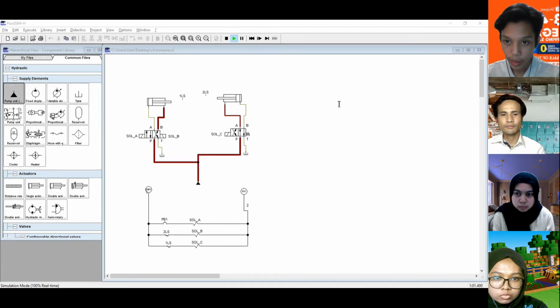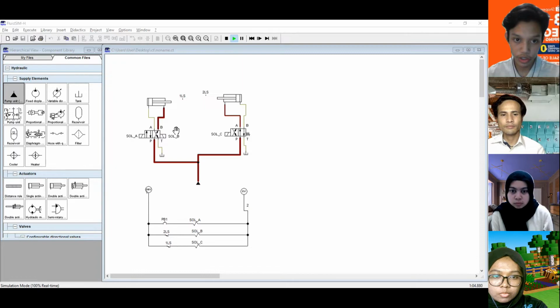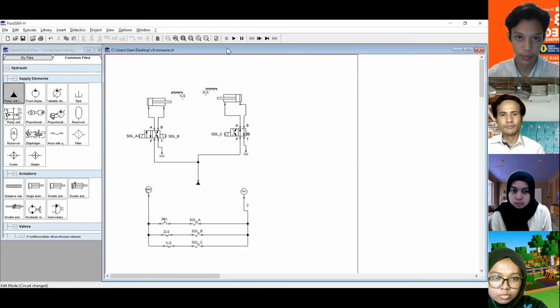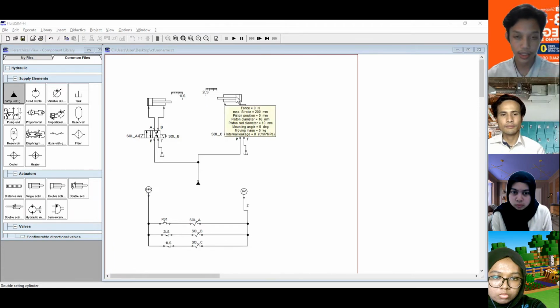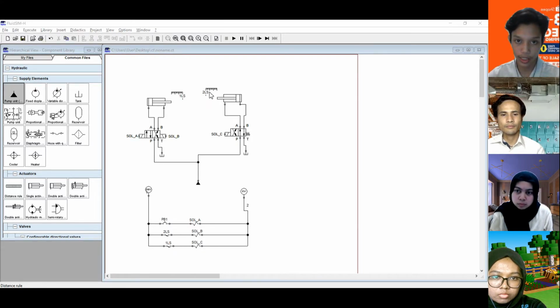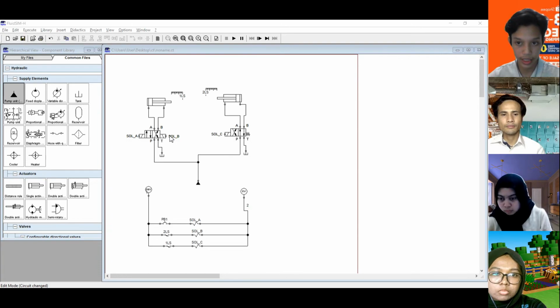That is, when the push button is pushed, solenoid Sol A is actuated and shifts DCV1 and extends cylinder 1 until limit switch LS1 is activated. Then after LS1 activates, it activates solenoid Sol C. Sol C energizes and valve DCV2 shifts and extends cylinder 2, until 2LS is activated. When 2LS activates, it actuates solenoid Sol B, which energizes and shifts DCV1 to the right.